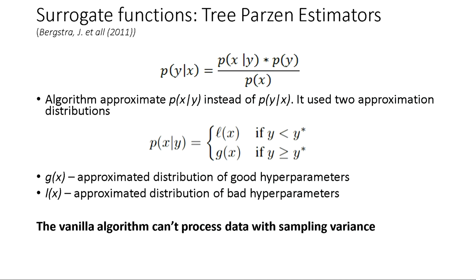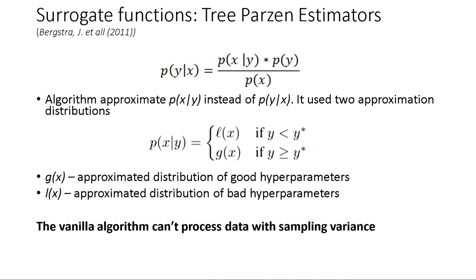Another approach for the surrogate function is proposed in the tree-structured Parzen estimators method, and instead of approximating classifier performance with respect to hyperparameters, the authors of this method propose to approximate the distribution of hyperparameters with respect to classifier performance. And they use two distributions to approximate it.